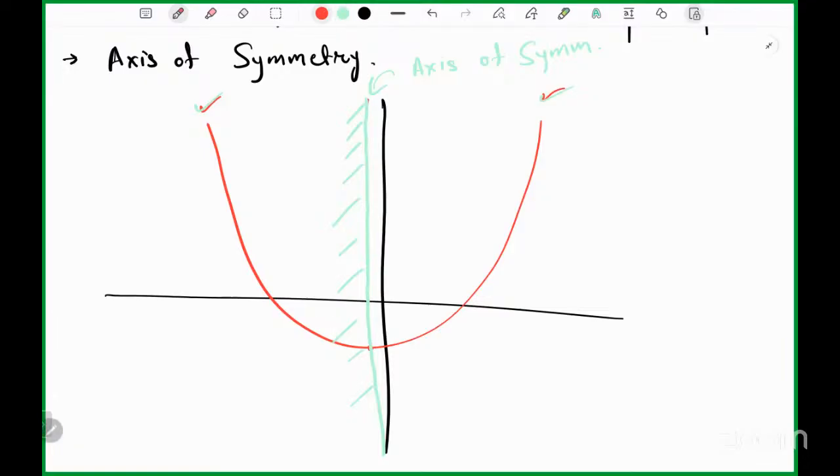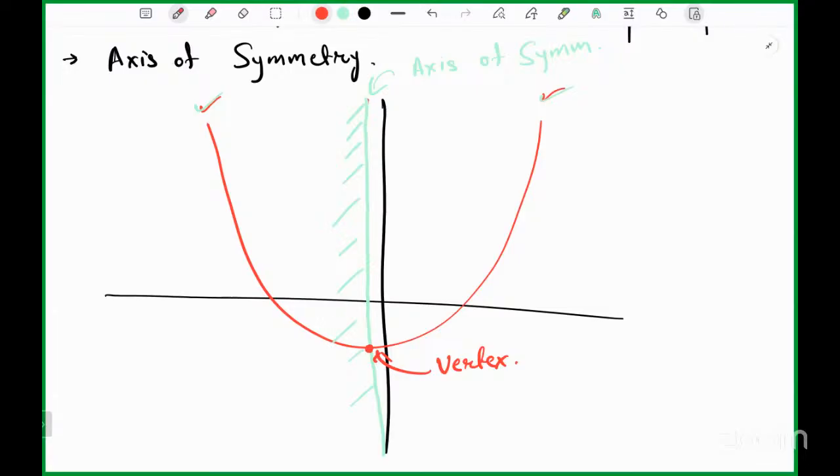Now what is a vertex? The vertex is that point where the axis of symmetry and the parabola intersect each other. That point on the parabola is known to be the vertex of the parabola. So this point is known to be the vertex. Okay. So what is an axis of symmetry? The axis of symmetry is that line about which both the wings of the parabola are symmetric to each other.